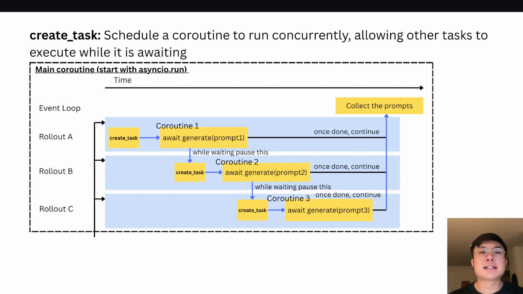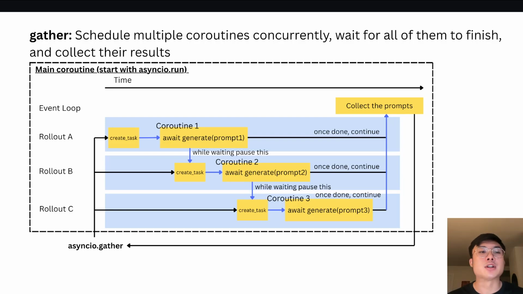The way to actually schedule this coroutine to run would be to use the create_task function. However, here you can see that we are actually running multiple create_task calls. If we want to do this in parallel in one shot, then we could use the gather function. The gather function will allow us to schedule multiple coroutines concurrently, wait for all of them to finish, and then collect their results.